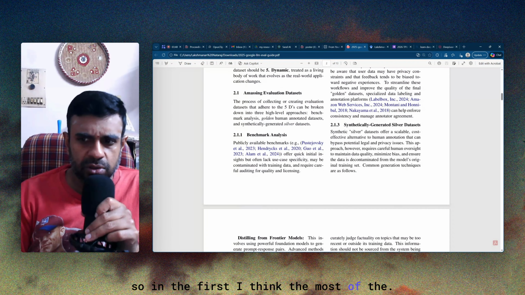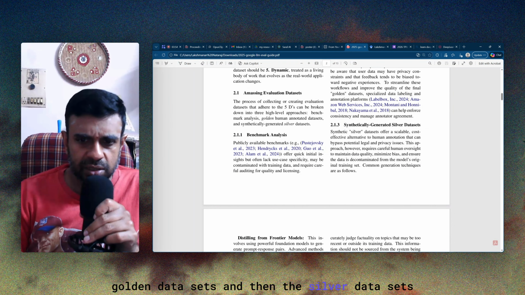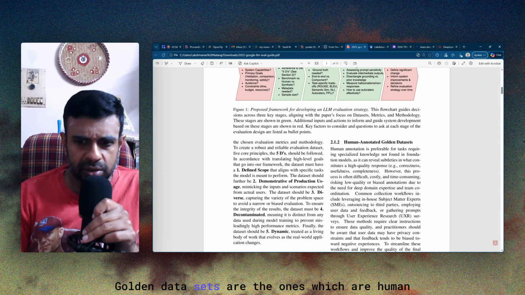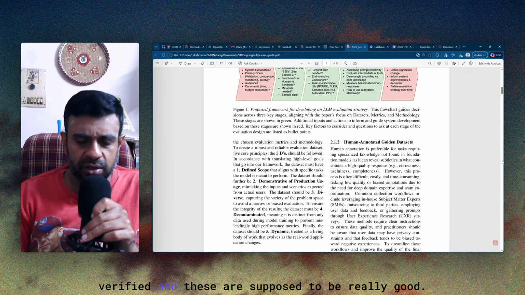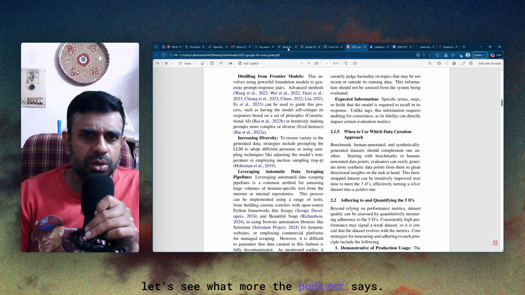Therefore, I think a good amount of the paper is about the data sets. So this is about the golden data sets and then the silver data sets, which are supposedly synthetic. Golden data sets are the ones which are human verified, and these are supposed to be really good. And a few more from here is what I see. And let's see what more the podcast says, right?